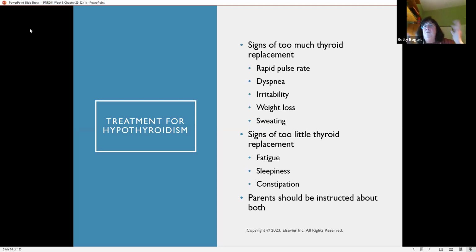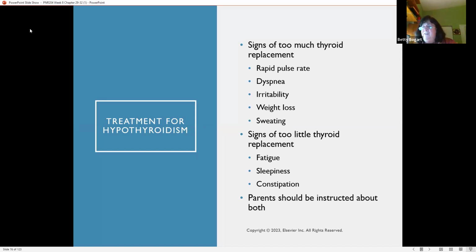Now, too much thyroid replacement can happen. You forgot you gave a dose and you gave a second dose to the child. Well, before, you were down, everything was low, right? You're tired. Now you give too much hormone, everything goes up. It's almost what we call a thyroid storm. That causes a rapid heart rate, tightness in the chest, dyspnea, and they get irritable. They don't know what to do. They're burning calories, so they have weight loss, and part of it is sweating.